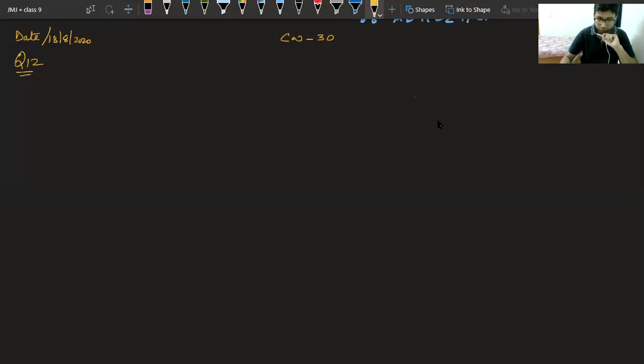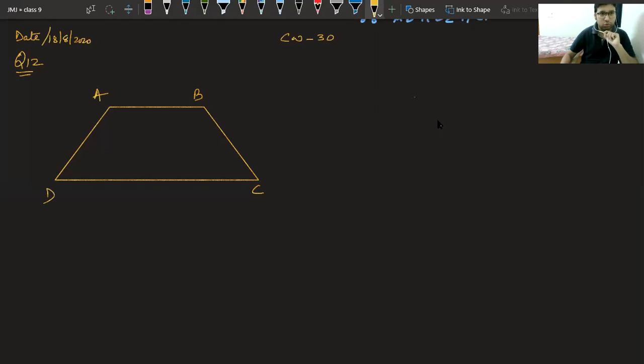Okay. Now, so ABCD is a trapezium. Let me draw the trapezium first. It is something like this. In this question, diagram is very important. So this is a trapezium ABCD. Just try to understand whatever you can take from any chapter. Lines and angles, triangles, and this chapter also. All chapters will help you here.